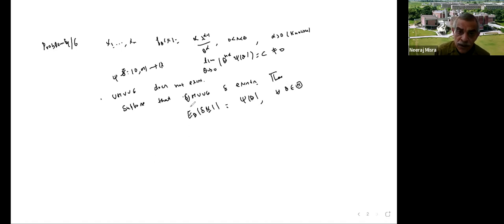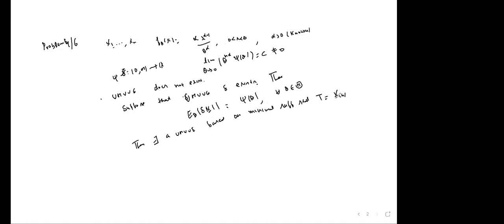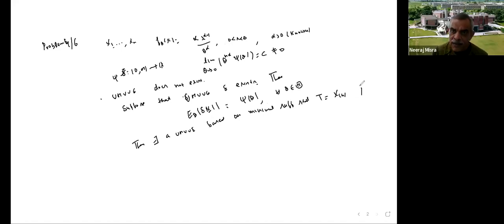Now, if a UMVUE exists, there will exist a UMVUE based on the minimal sufficient statistic. Let me call this T. What is the minimal sufficient statistic in this case? It is the maximum, X(n). Why? Because given a delta, you can take the expected value of delta given T, which is also unbiased. So if there was an unbiased estimator, there will exist an unbiased estimator based on the minimal sufficient statistic.